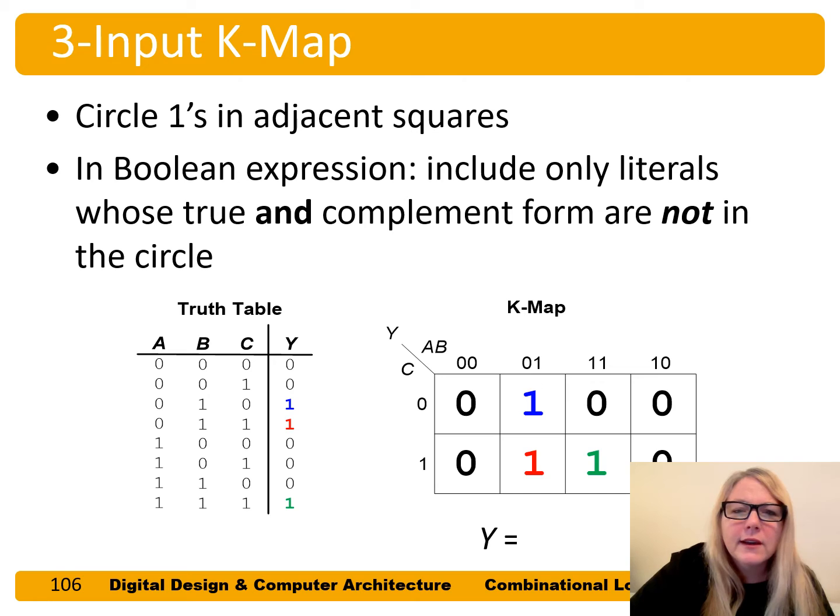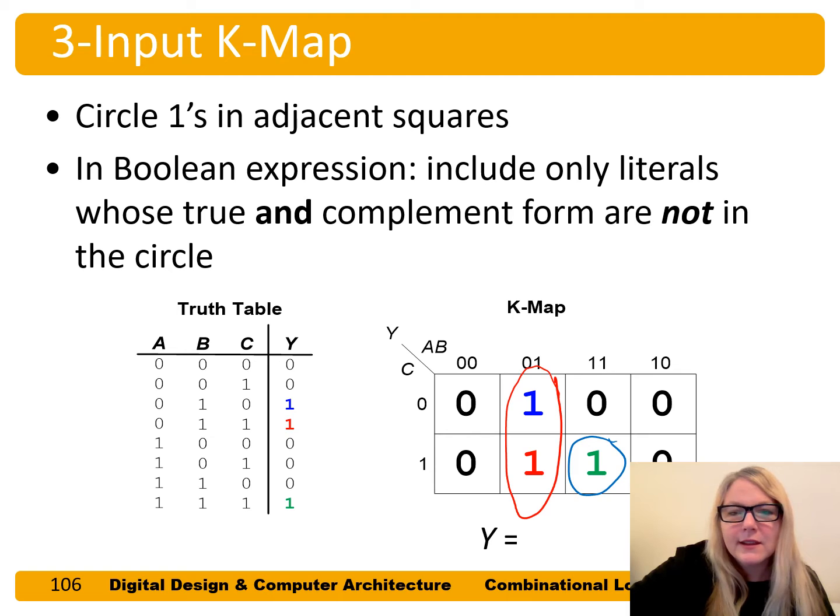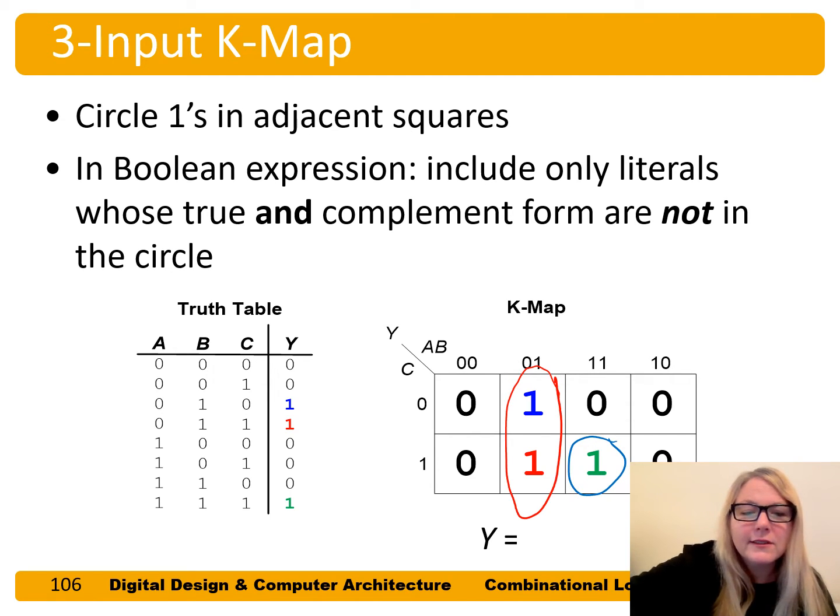Okay, so now we have our KMap completed, and we want to circle adjacent ones. So we can circle those two ones. Now it's tempting just to do that, right? It's tempting to just say, okay, well, I guess there's one left. But what we can actually do is enlarge the circle, make the circle larger here to get both of those ones.